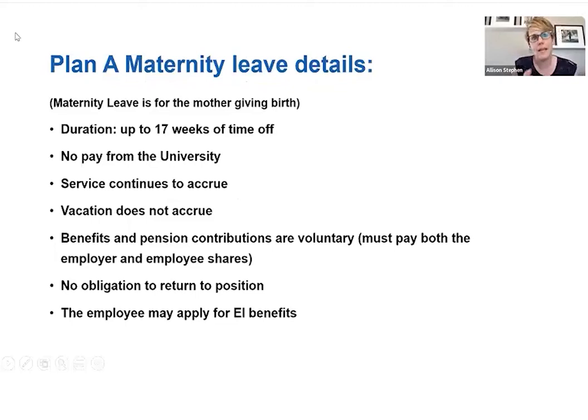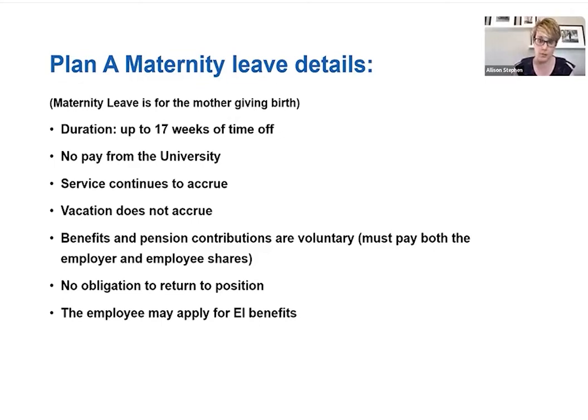So I'm going to go over Plan A fairly quickly because Plan B is what most people tend to take, and there are more steps involved. So I'm just going to give you some details about the Plan A maternity leave. That is for the mother giving birth. The duration would be up to 17 weeks of time off. There is no pay provided from the university during this leave. The employee's service would continue to accrue.